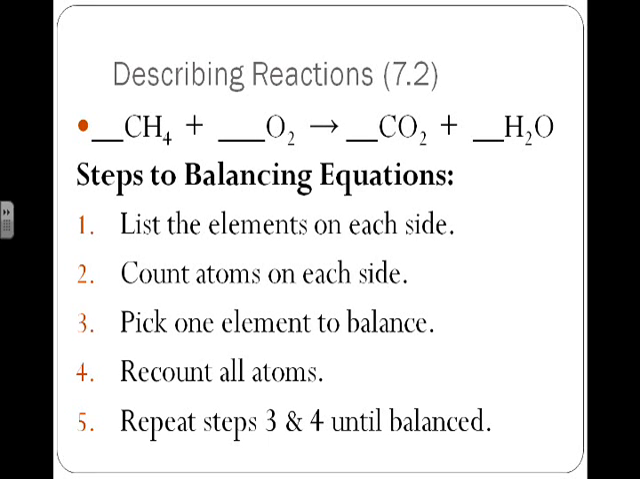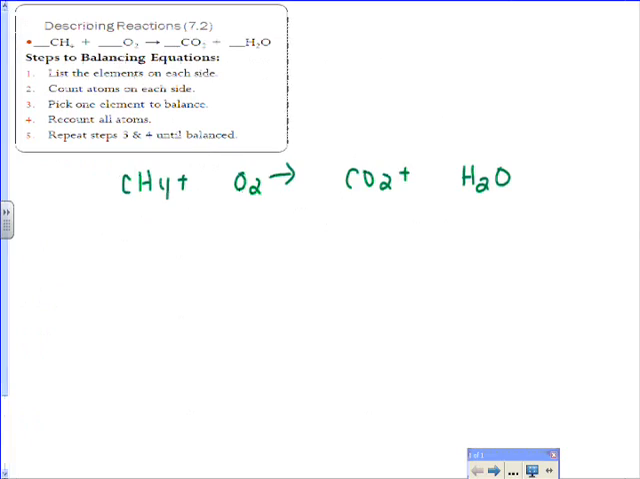Now, let's go ahead and practice one of these. The first thing it says to do is list the elements on each side. Right underneath the arrow, we're going to list each element that we have. We have carbon on both sides, hydrogen on both sides, and oxygen. Just a little hint: whatever elements you have on the reactants, you're always going to have on the products.